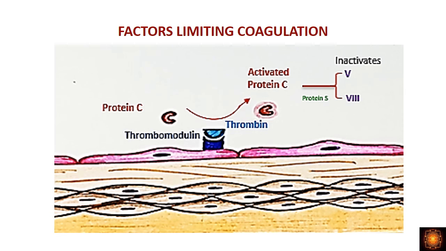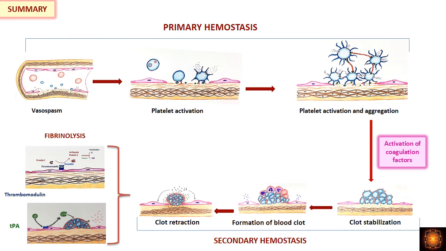Now, what are the factors which are limiting the coagulation? Already I told you, once the thrombin is formed, it has an anticoagulant effect by combining with the thrombomodulin, which leads to activation of protein C, and this protein C with protein S will inactivate the coagulation factors like factor 5 and factor 8. This is one mechanism. So in this way, once the clot is formed, it is again degraded, and the thrombin which is formed is also helpful in the anticoagulation effect by combining with the thrombomodulin.